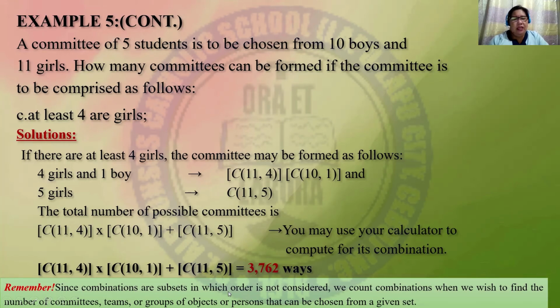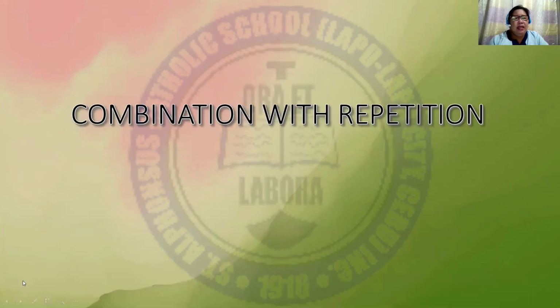Now, always remember, since combinations are subsets in which order is not considered, we count combinations when we wish to find the number of committees, teams, or groups of objects or persons that can be chosen from a given set. Next, let us have combination with repetition.